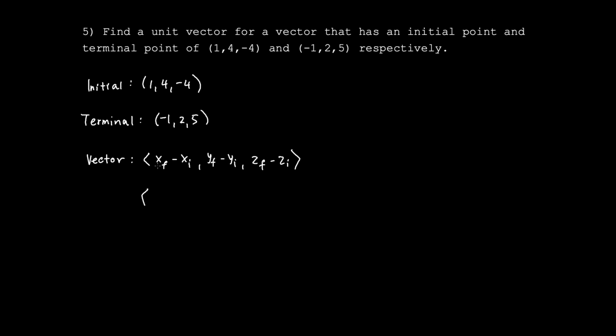And x final is -1, so -1 minus 1. We have 2 minus 4, and 5 minus -4. So we can just say 5 plus 4. And we know our vector now. By simplifying this, it is -2, -2, and 9.